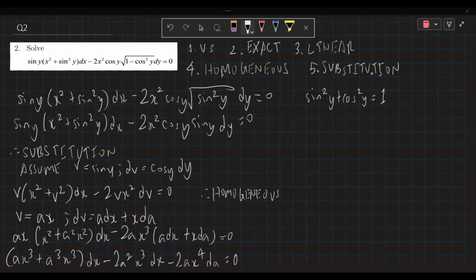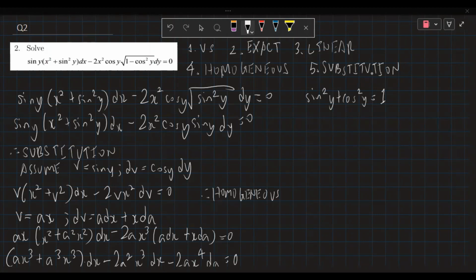So the first sample problem that we will be discussing would be question 2 of the problem solving section of our LQ1 reviewer from Syntax for CALENG3. The question is asking that we should solve (sin y)(x squared + sin squared y) dx minus 2x squared cos y times the square root of 1 minus cos squared y dy equals 0.